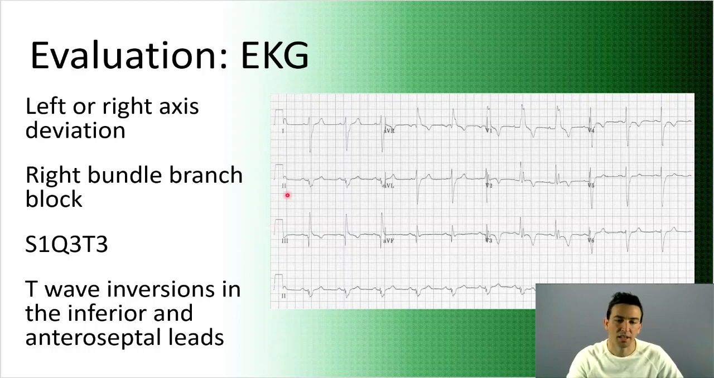So you're looking for that S1 wave, the Q wave in lead 3, and the T wave inversion in lead 3 as well. Another sign of right heart strain on an EKG would be T wave inversions. So if you're looking for T wave inversions in the inferior leads, what you see here, or on the anterior septal leads in V1, V2, V3, V4. Again, that's a lot of clues saying, hey, the right heart is being strained. Let's correlate clinically and see if this is a pulmonary embolism.